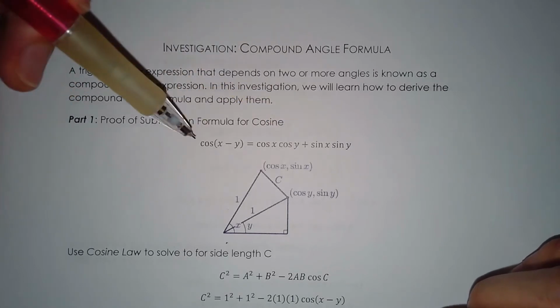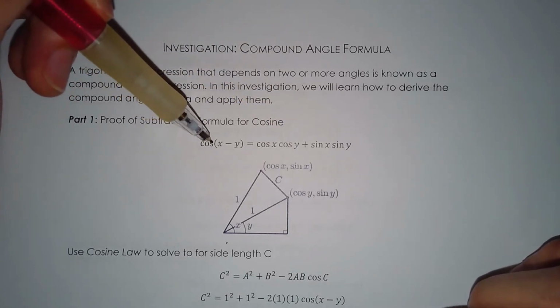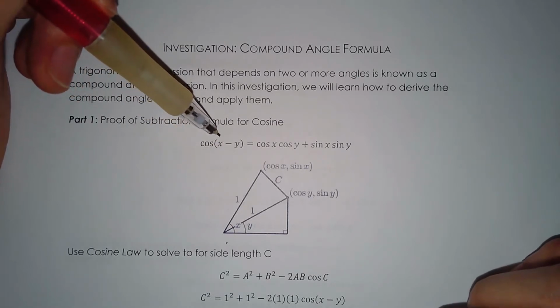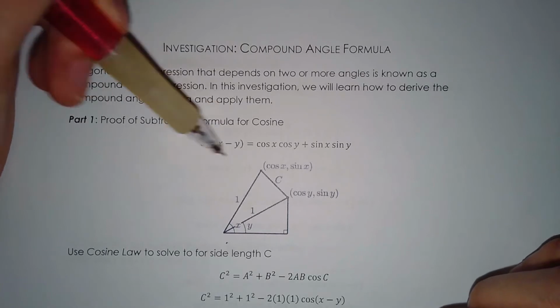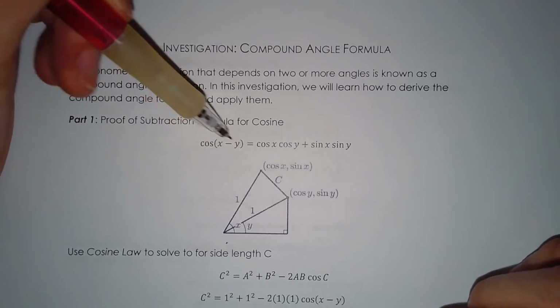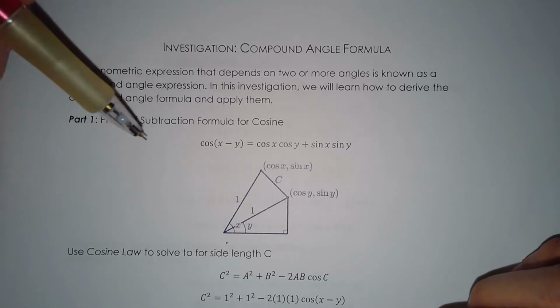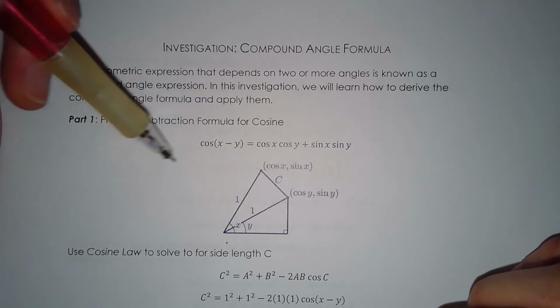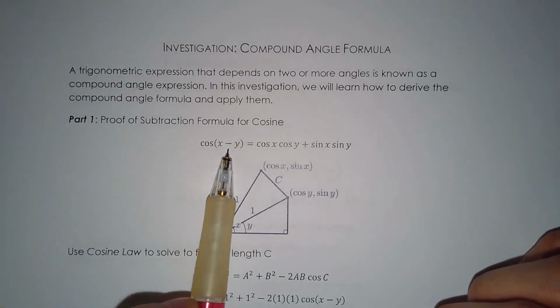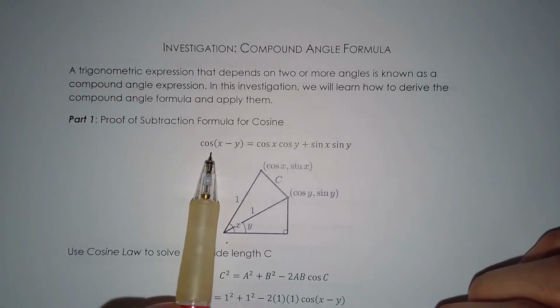Okay, this is called the compound angle formula, because if you look at the angle here, it's x minus y. It's a manipulation of two angles. In this case, we're finding the difference of the two angles. So that's why they're called compound angles. We're going to learn 6 of them. This one is called the subtraction formula for cosine.